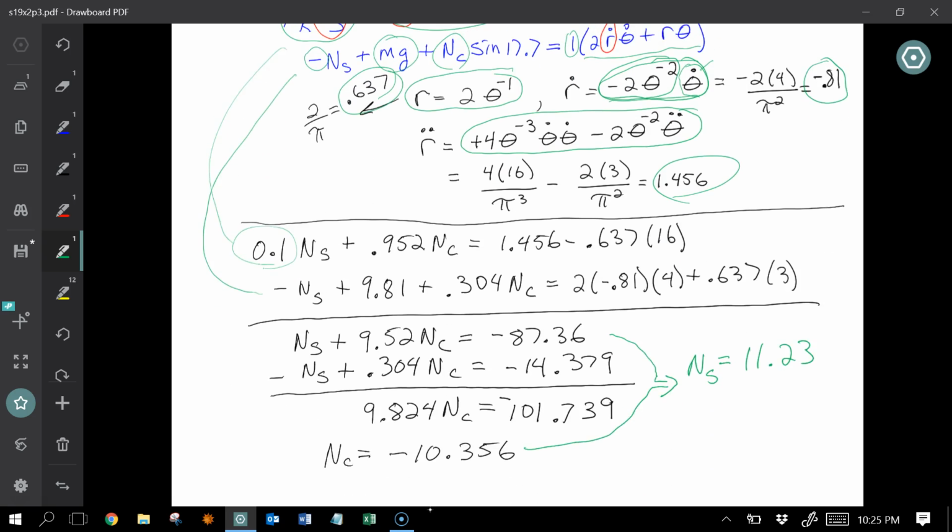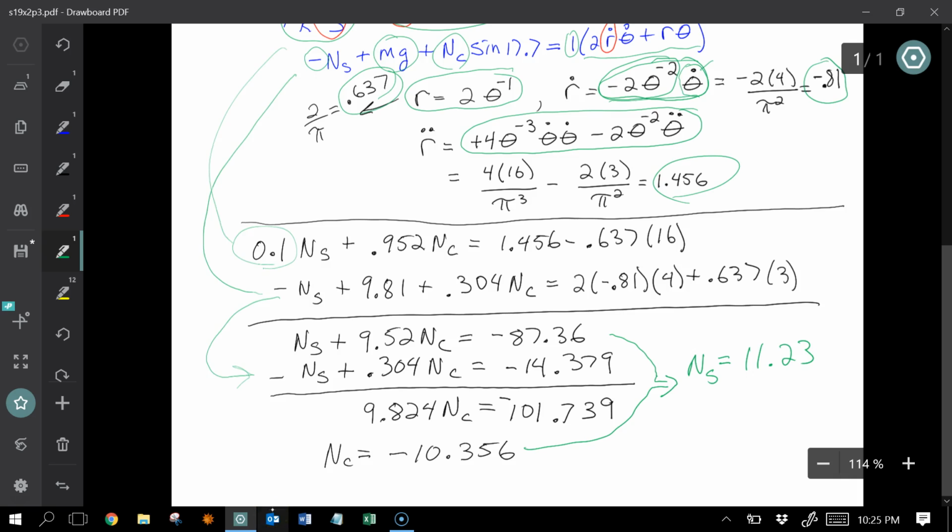Okay, so then all I did was I simplified a little bit. I took the top equation and multiplied everything by 10. So multiply this guy by 10, you get NS. Multiply this by 10, you get 9.52. Multiply this number times 10, you get a negative 87.36. And then I just simplified the second one, right? If you just punch in numbers from your calculator, you get this.